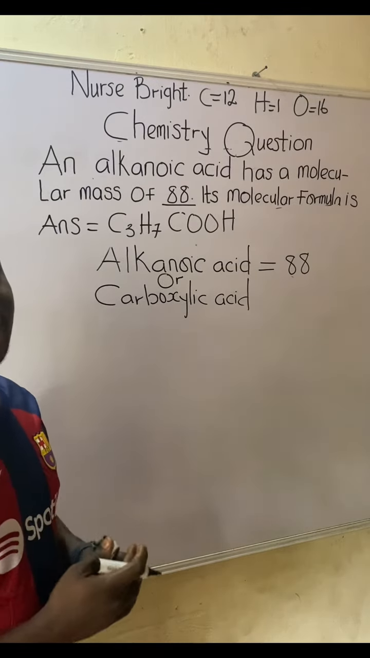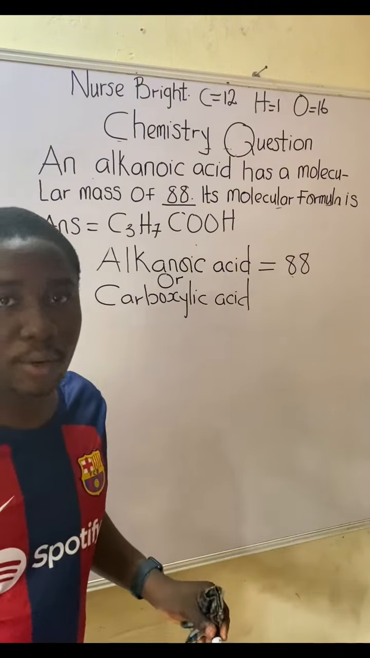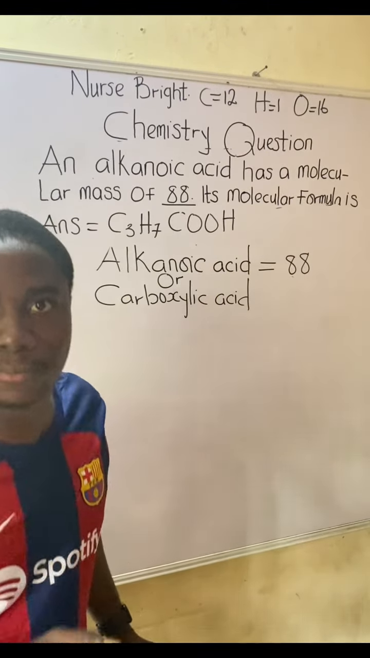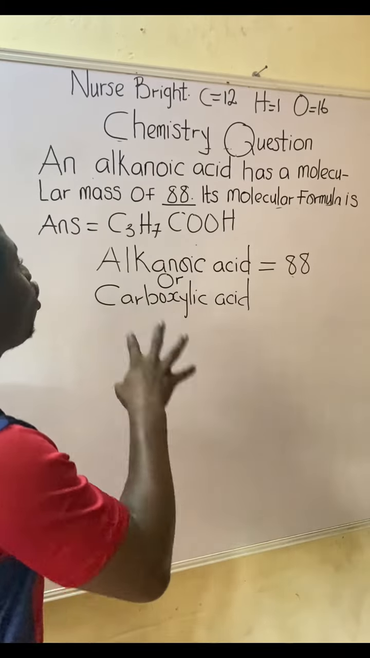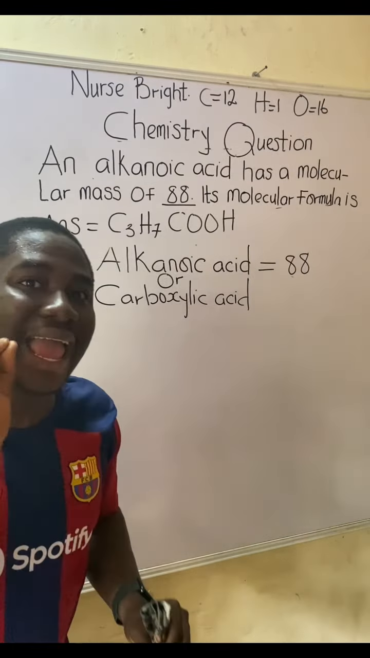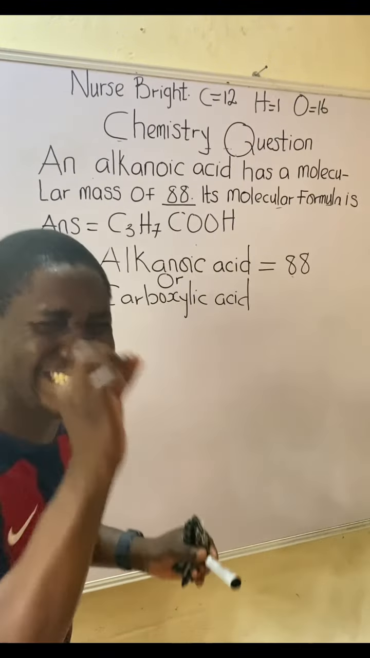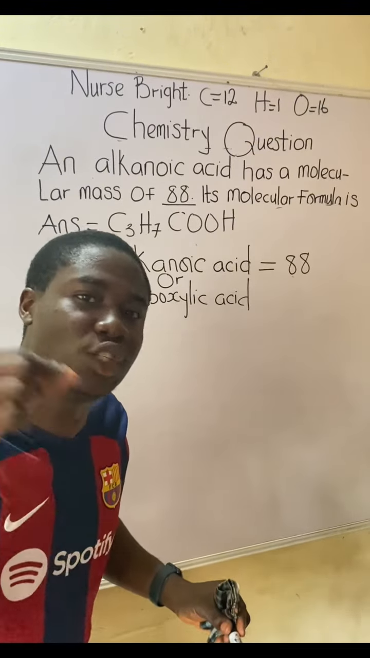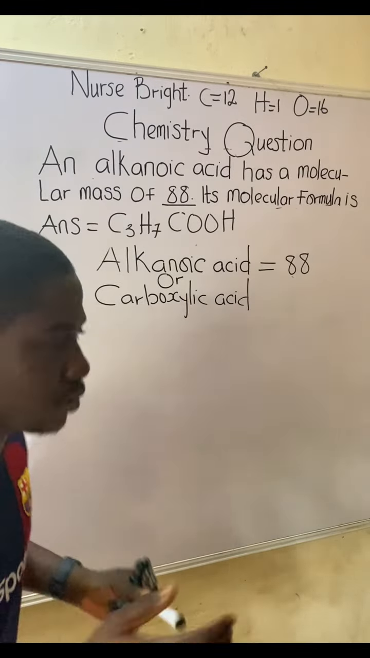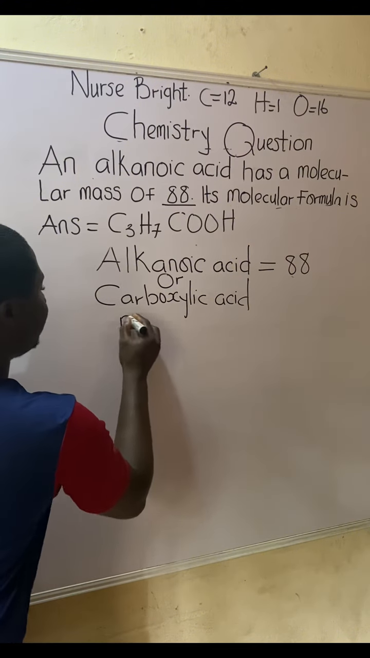Now please watch carefully. We have to understand something about alkanoic acids, also called carboxylic acids, and you have to understand their general formula. This is very important. You have to know how all alkanoic acids are expressed, and how are they expressed? You have to know their general formula. So what is the general formula of alkanoic acid, also called carboxylic acid? Here is the general formula. It is simply R-COOH.